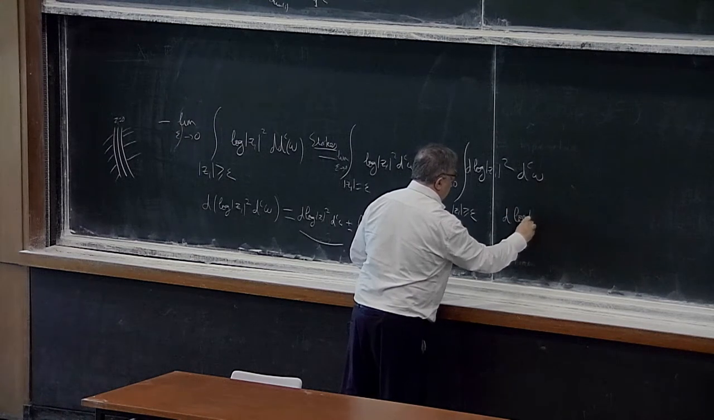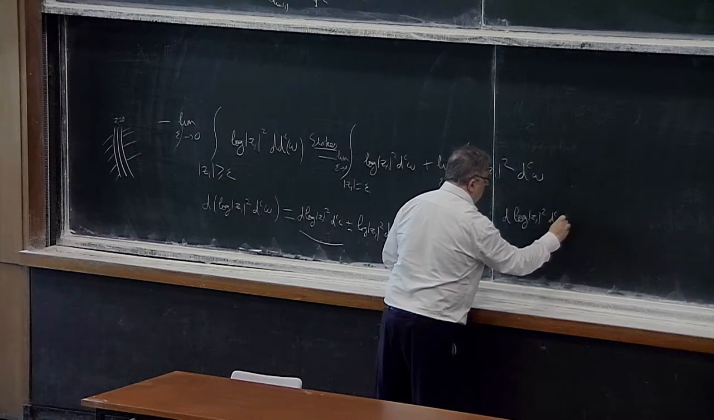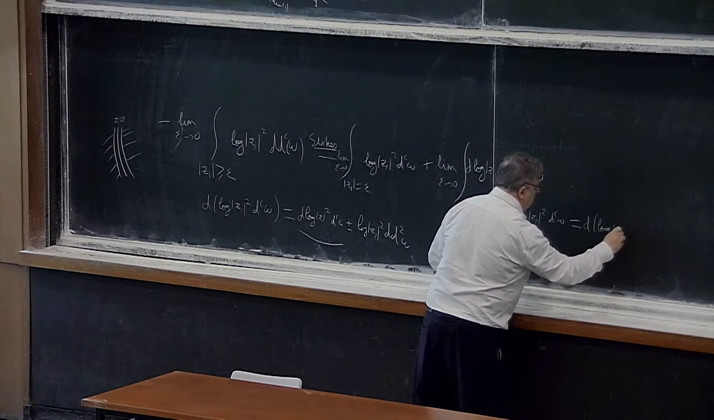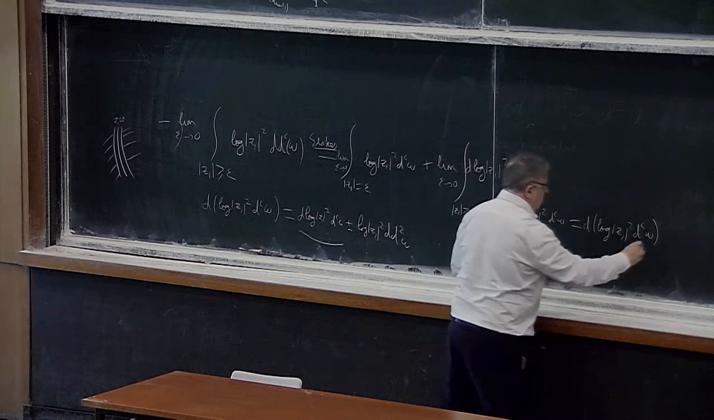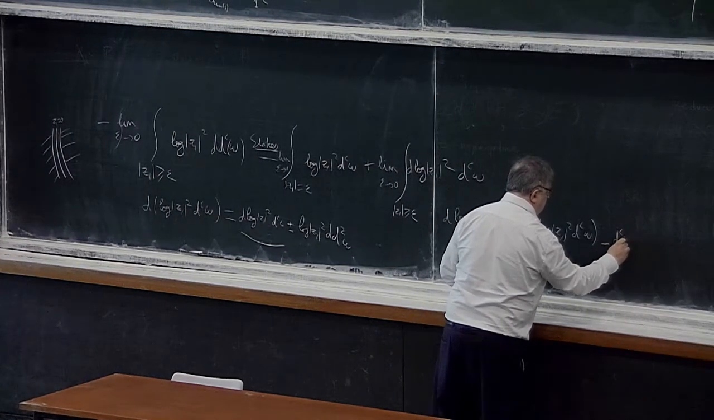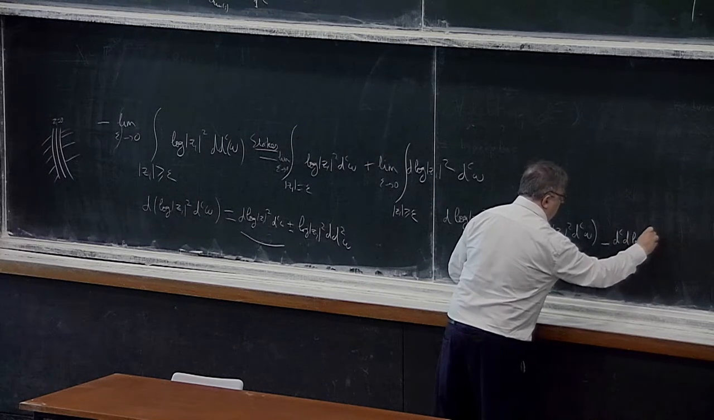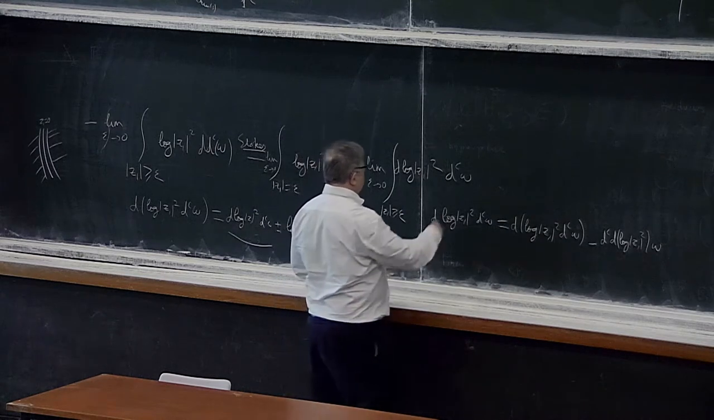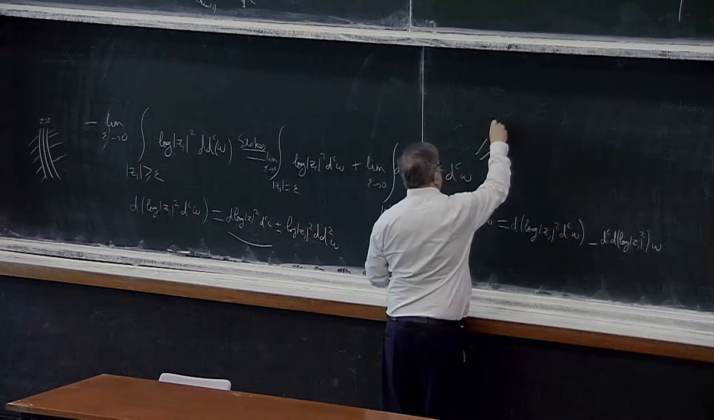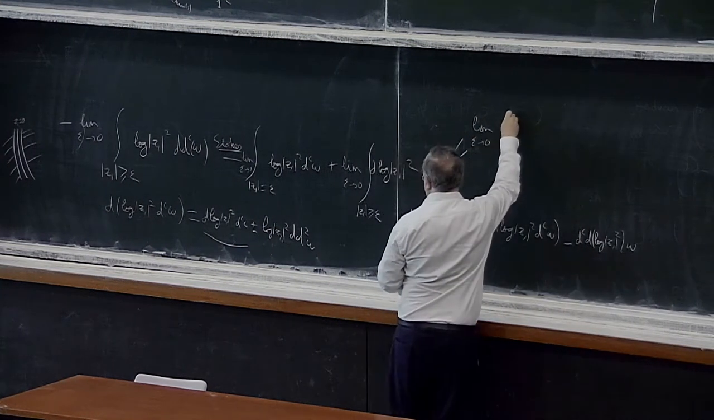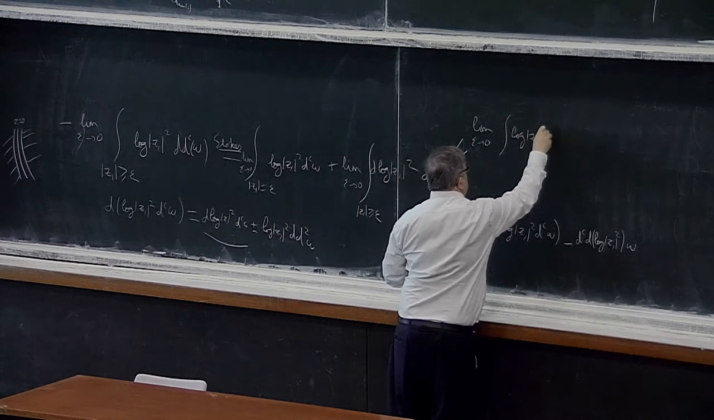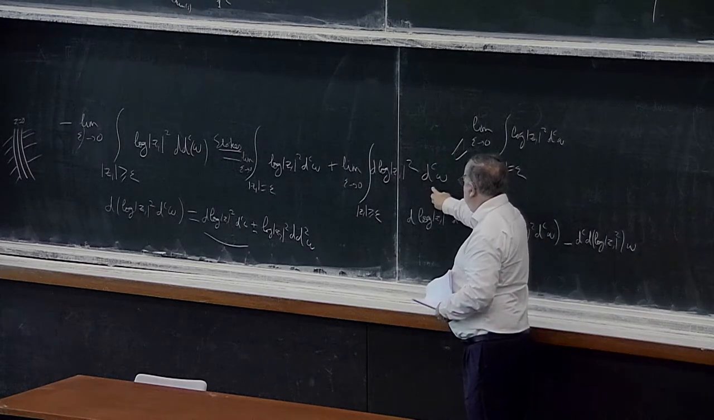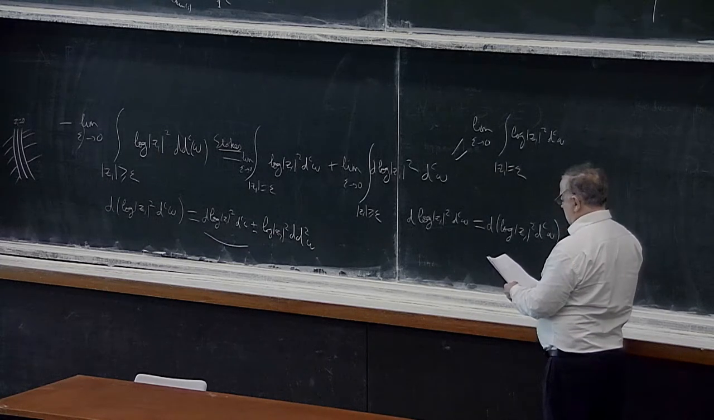By saying that this is the boundary of log z1 squared dc omega minus ddc, or dcd maybe, of log z1 squared times omega. So this is again Leibniz applied to this product. So we get the first expression, the limit as epsilon goes to zero of the integral of log z1 squared dc omega on z1 equals epsilon.